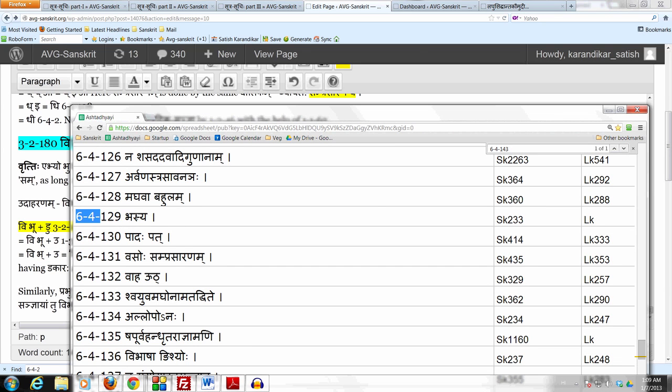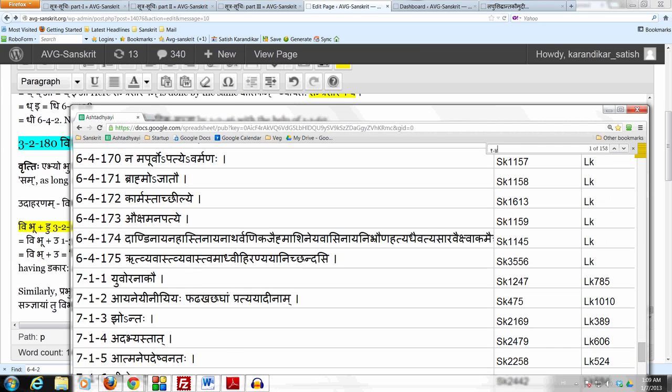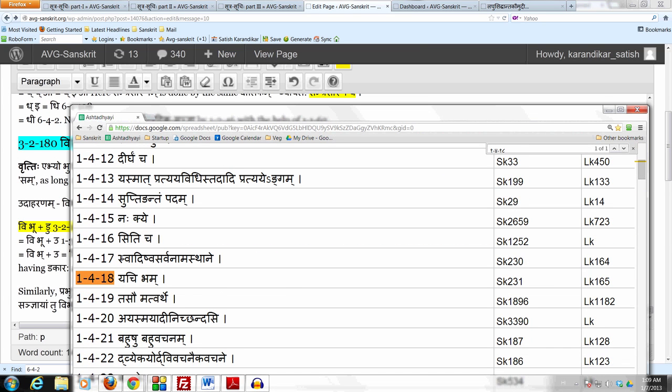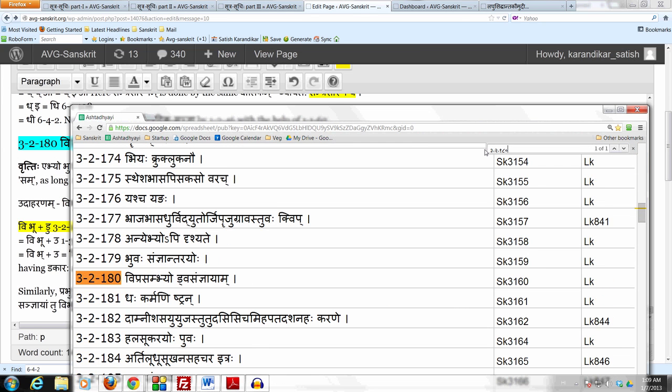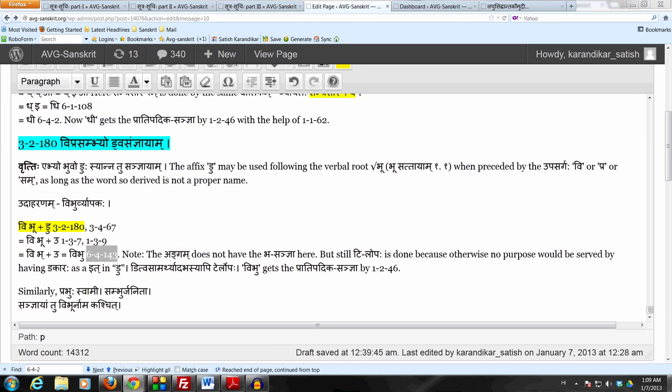The angam does not have the bhasanjna here, because bhasanjna is only possible when we have a pratyaya which is a svadi pratyaya, and svadi pratyayas start from 4.1.2 in the Ashtadhyayi. Right now we are using the sutram 3.2.180, so this pratyaya du is not a svadi pratyaya, so the angam cannot get the bhasanjna. But still we do ti lopah, because otherwise having the dakara as an it in du will serve no purpose. So the angam takes the ti lopah on the basis of ditva samarthyat. Ditva samarthyat bhasyapi teh lopah, which of course we have seen many times before.